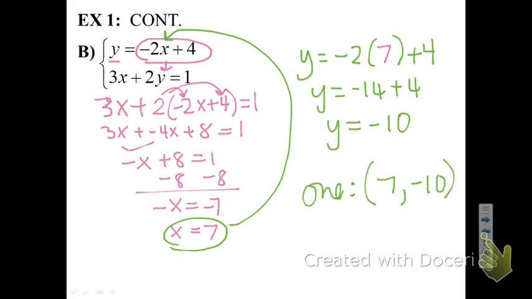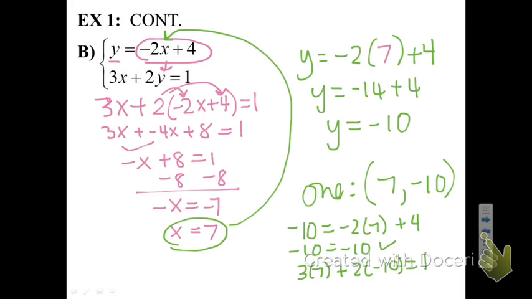So we'll put them into the top equation. The top equation will read -10 equals -2 times 7 plus 4. And -2 times 7 is -14 plus 4 is -10. So it checks in the top equation. The bottom equation will have 3 times 7 plus 2 times -10 equals 1. This gives us 21 plus -20 is 1, so 1 equals 1. And we know that to be true, so that makes our solution correct.